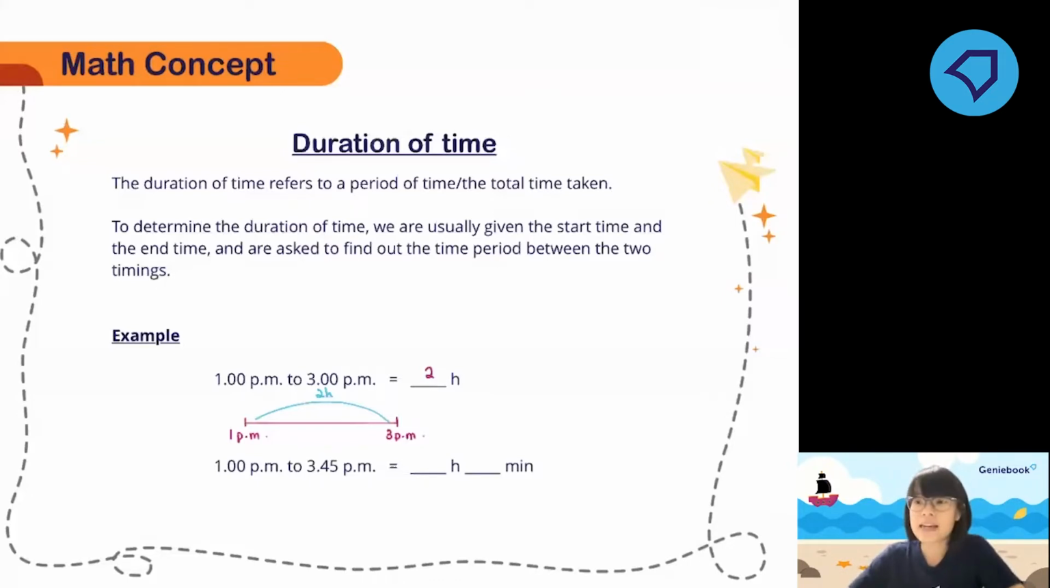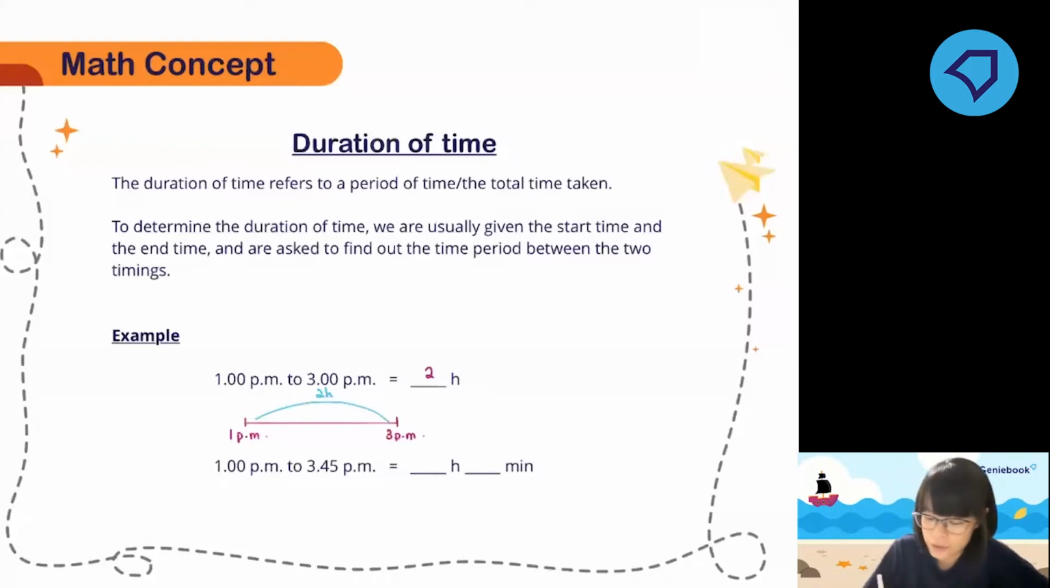Okay, all right, the next one from 1 p.m. to 3:45 p.m. How many hours and how many minutes would that be? I see a lot of you give me the correct answer. Excellent job. I got a question. Do you guys need to draw a timeline for this one? Again, if you're experiencing any technical difficulties, please kindly rejoin the lesson. No, none of you need to draw the timeline.